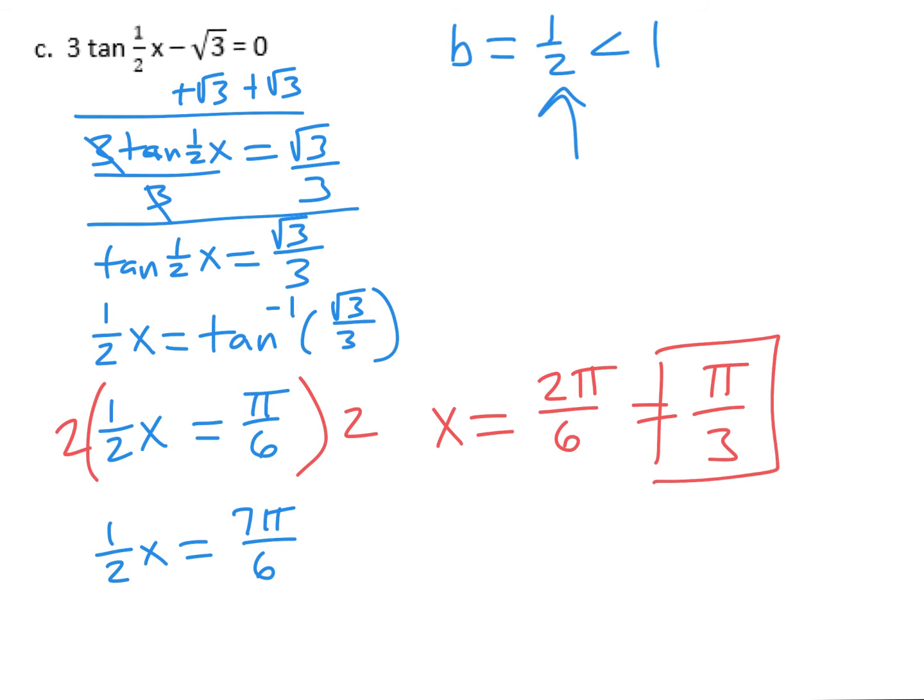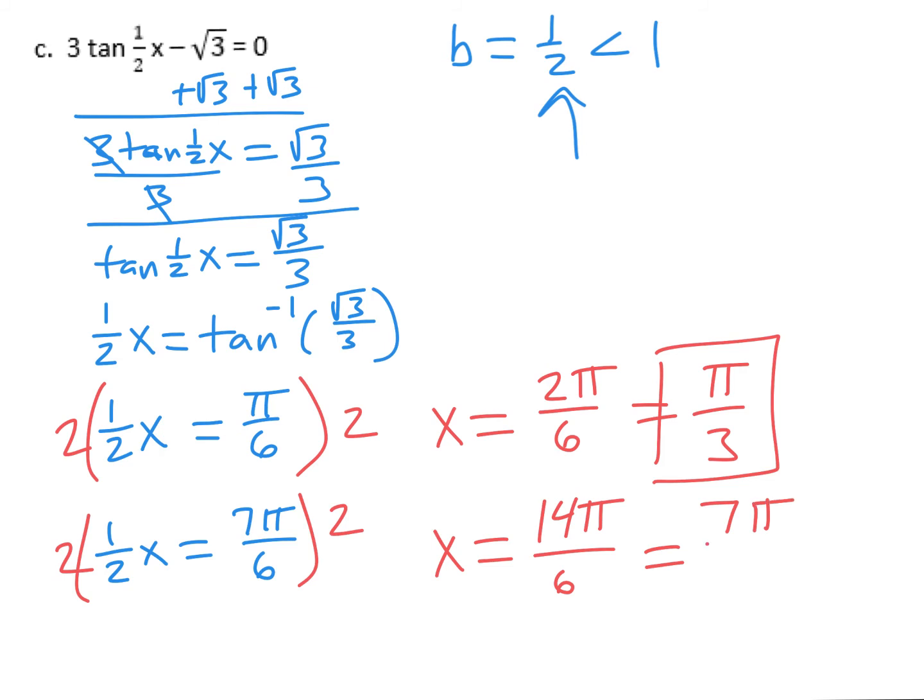Let's do the same thing down here. Multiply it by 2. 14 pi over 6. That can be reduced because both are divisible by 2: 7 pi over 3. Now, this is really sneaky. Really sneaky, especially when you're dealing with exact answers.